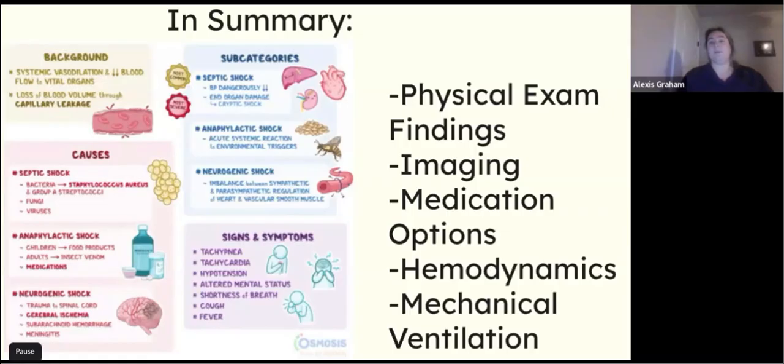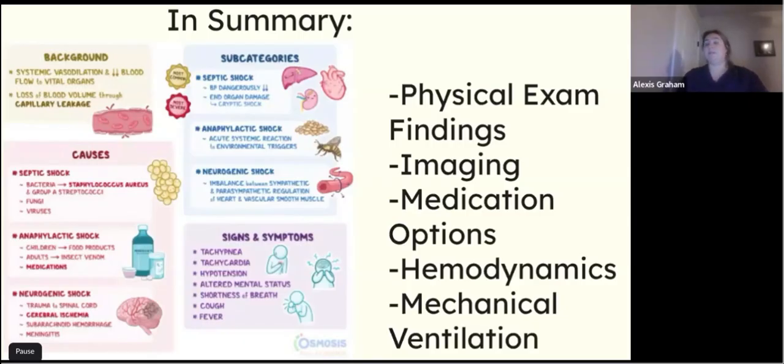So we also talked about imaging. You can do chest radiographs, CT scans, ultrasound, and a lumbar puncture for the neuro patients. Medications, you can use antimicrobials to start with, a broad spectrum of those, IV fluids, vasopressors, antibiotics, corticosteroids, and subcutaneous epinephrine for the anaphylactic patient.